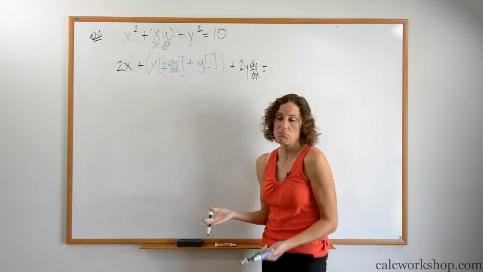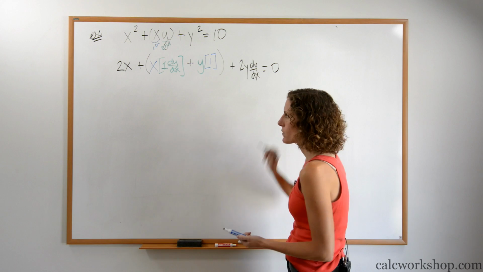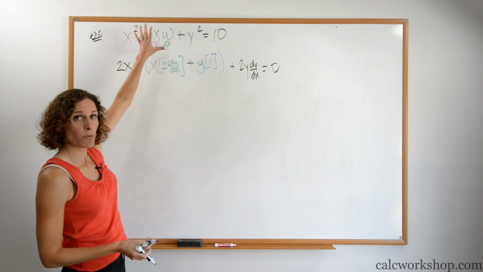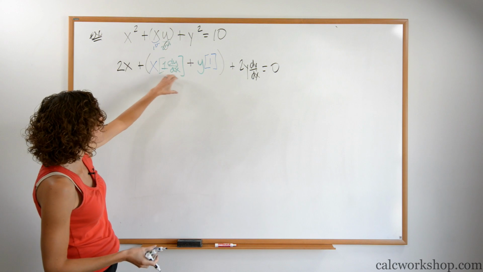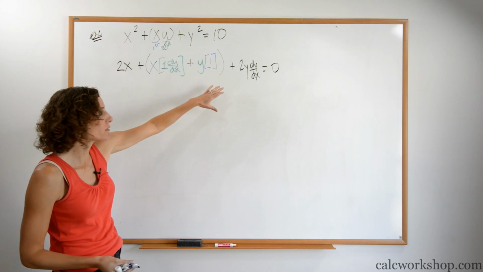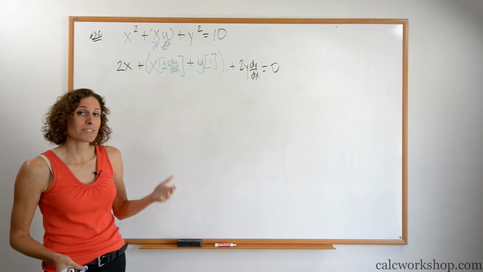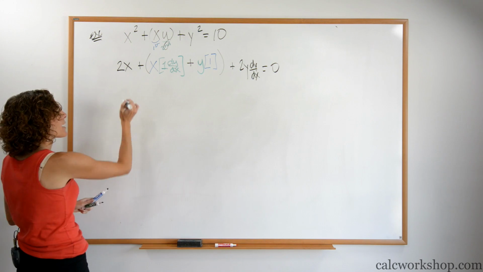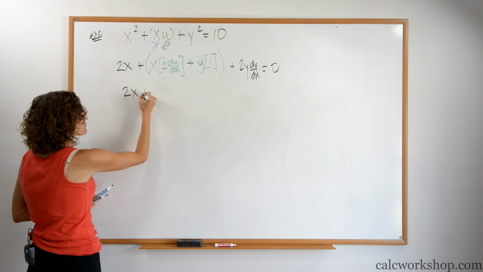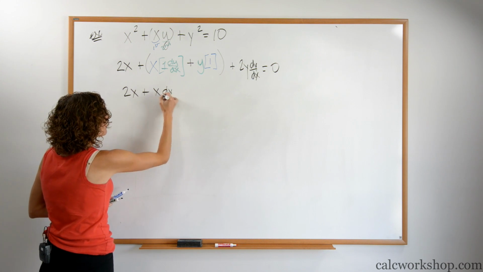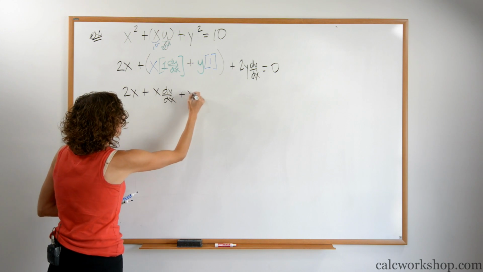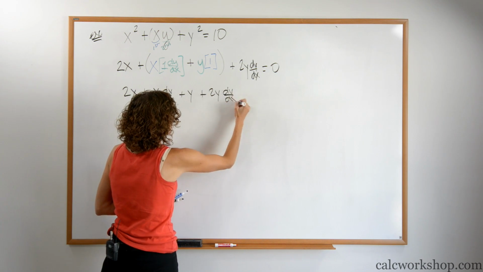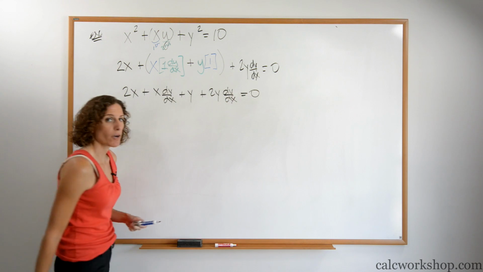What's the derivative of 10? 0. So what we've done is we've simplified our problem by just leaving it the way it is and just taking the derivative of each term separately. Now, our goal is to get dy/dx by itself. So let's clean this up and then we can start moving things around. We have 2x plus x dy/dx plus y plus 2y dy/dx equals 0.